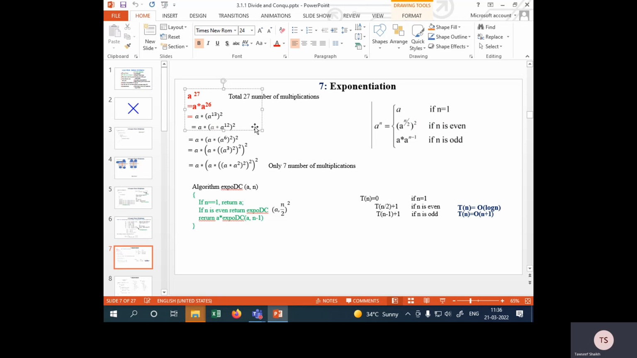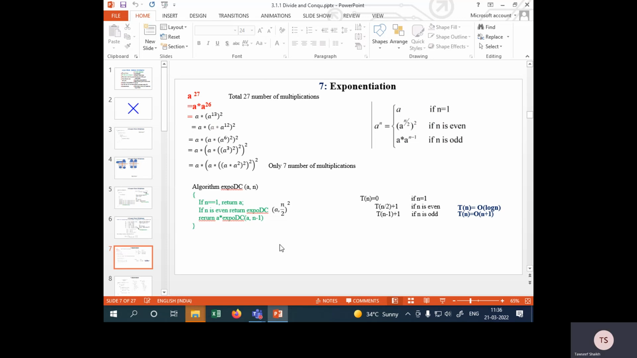Now if n is odd, odd means a power 27, which was the first instance. If n is odd, which is equal to 27, then a power n is equal to a power n minus 1: a power 27 minus 1 will be 26, into a. 26 into a if n is odd.